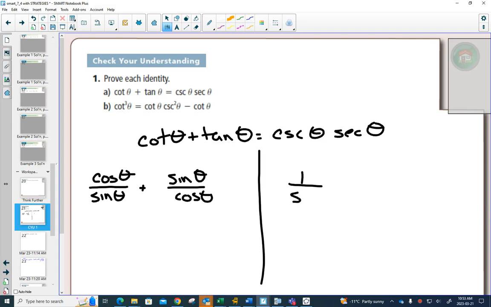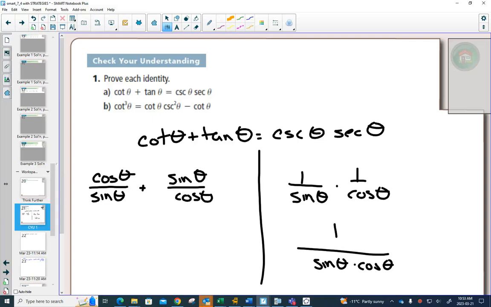This side too, cosecant would be 1 over sine, secant would be 1 over cos. And then I'm going to use the strategy of getting a single fraction. So the right-hand side, multiplying two fractions. Well, we multiply the tops. 1 times 1 is 1. Multiply the bottoms. And we get 1 over sine theta cos theta. That's a single fraction. On the left-hand side, I'm adding fractions.